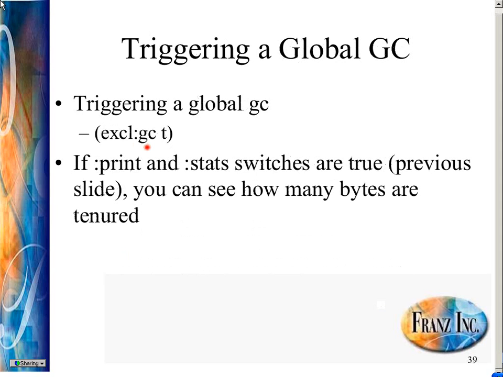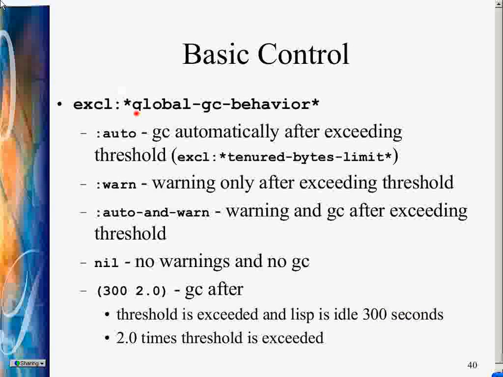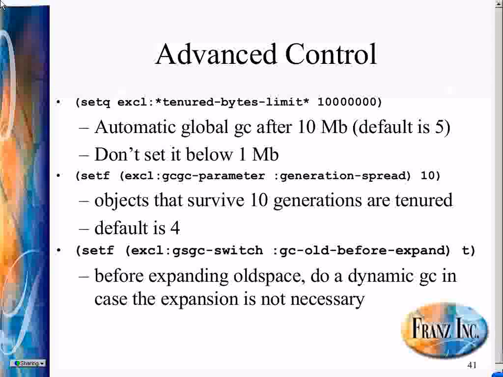You can trigger global garbage collection by calling GC with the argument P. And if you've turned on print and stats, it will tell you information about what it did. There's a global variable called global GC behavior, and it tells the system how it should trigger global garbage collections. If you set it to nil, there are no global garbage collections, and we don't recommend that because eventually it will cause problems.